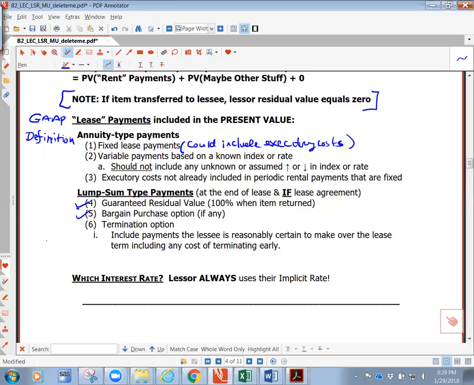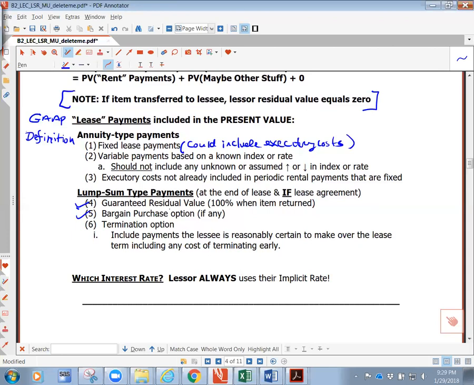A bargain purchase option. So you lease a Cadillac Escalade brand new for 5 years. At the end, they say you could buy it for $500. That's going to be a bargain because you couldn't buy the wheel on that car for $500. So you would put $500 at the end as a lump sum.